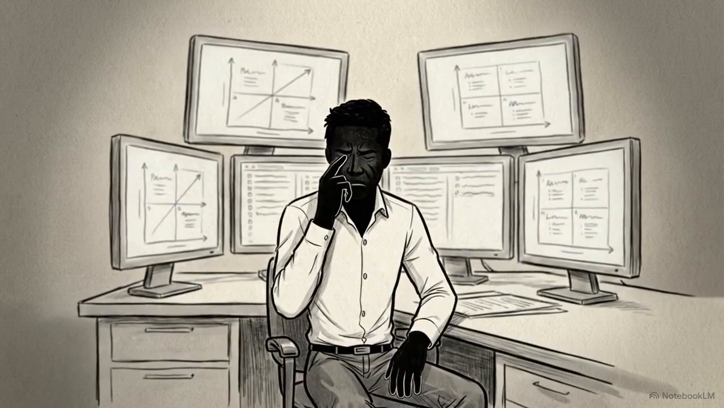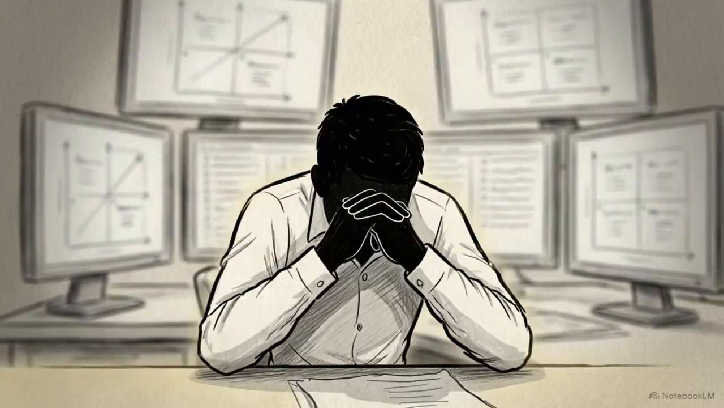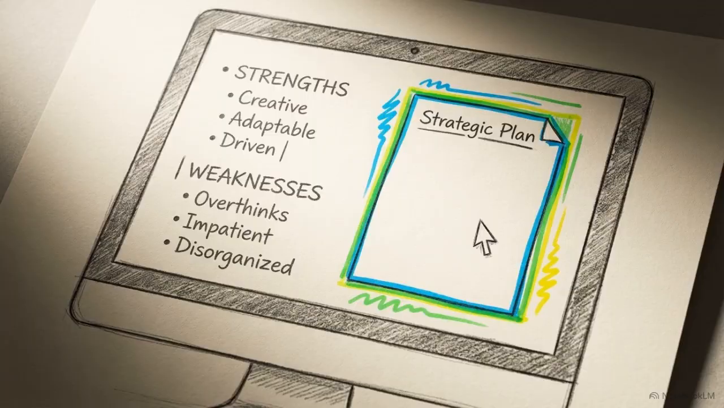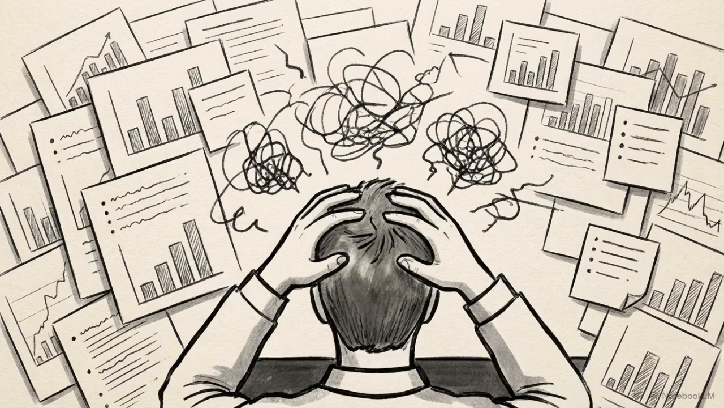You've done the hard research. You've audited your internal capabilities, scanned the market, and mapped out all your data. But looking at those static lists on your screen, the next step isn't obvious. Knowing your strengths and threats is useful, but a categorized list of facts doesn't inherently tell you what to do. It leaves you asking, now what?